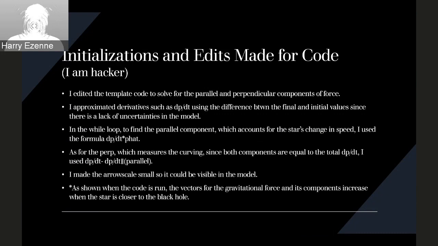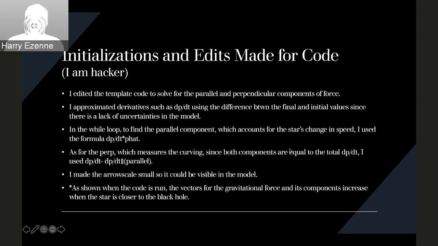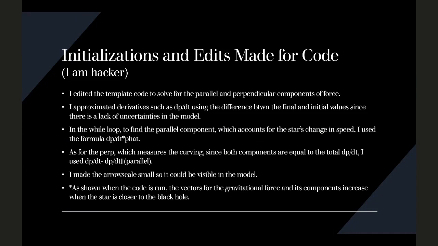In the while loop, to find the parallel component, which accounts for the star's change in speed, I use the formula dp over dt times p hat. As for the perpendicular component, which measures the curving motion, since both components are equal to the total dp over dt, I use dp over dt minus dp over dt parallel. I made the arrow scale small so it could be visible in the model.